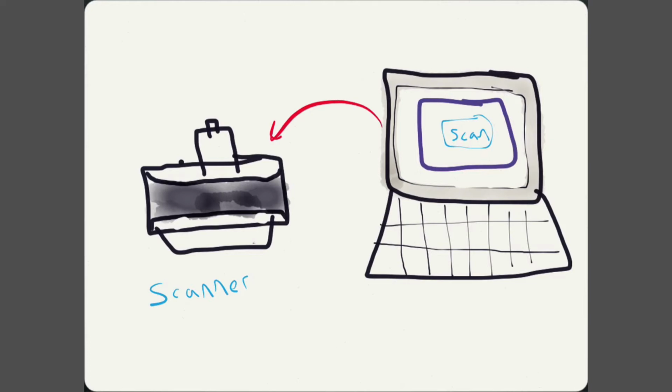It'll start the scan, run the paper through the scanner, and send it back to your computer to the application that asked for it, which can then do whatever with it, manipulate it, store it, whatever. And the technology that does this is called TWAIN.